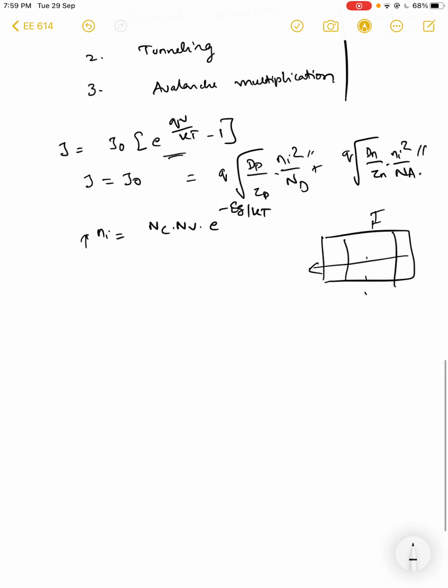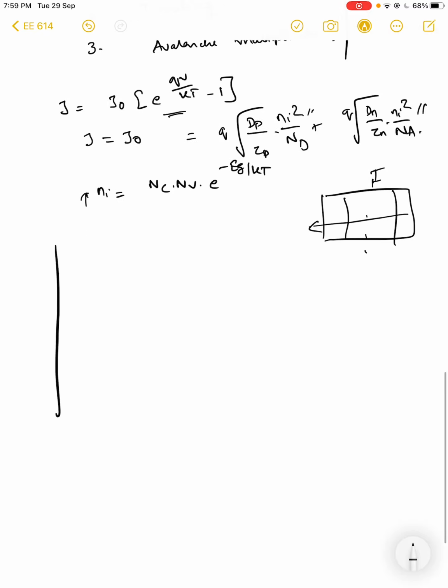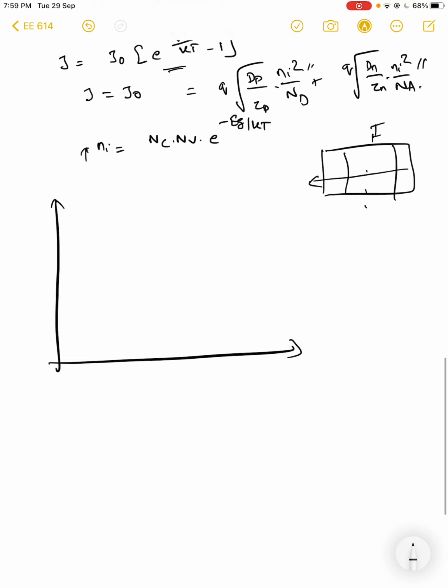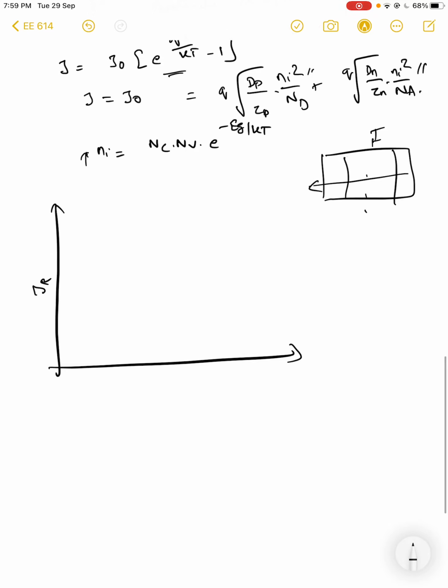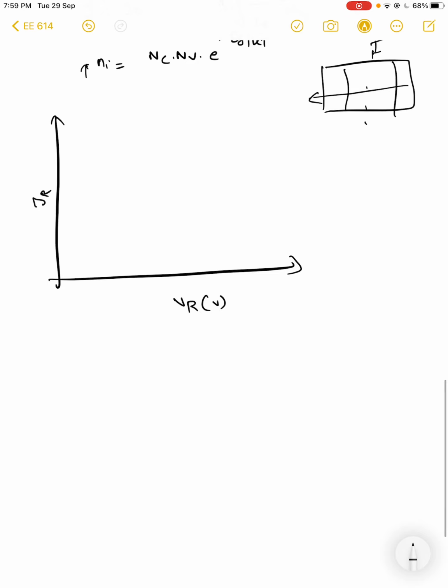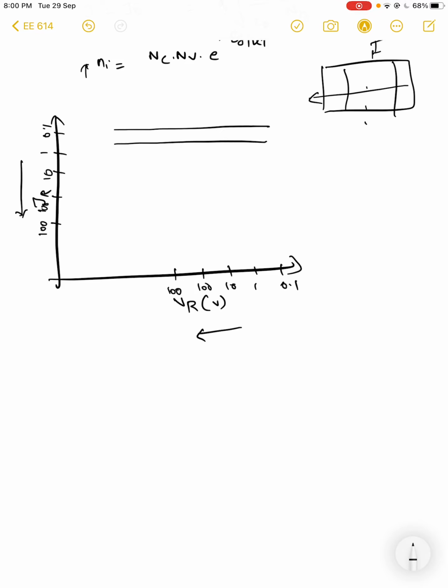So now let us plot the actual current under such conditions. Here I am plotting the reverse bias current JR versus the potential V. It is plotted such that voltage increases in this direction and current increases in this direction. I have 0.1 volts here, 1, 10, 100, 1000 and so on, and similarly for current. So this is a log plot, and if I plot the current at different temperatures, it turns out to be straight lines.